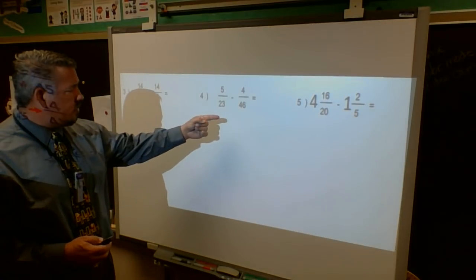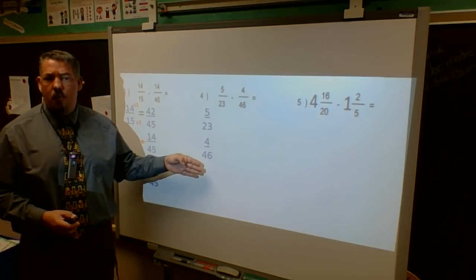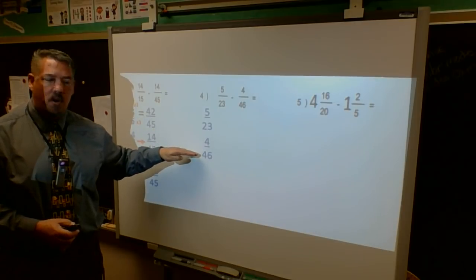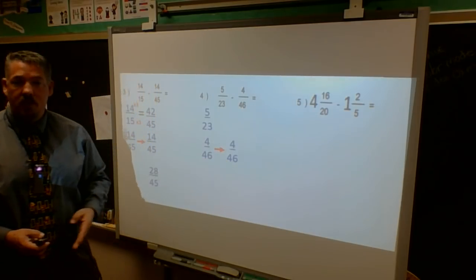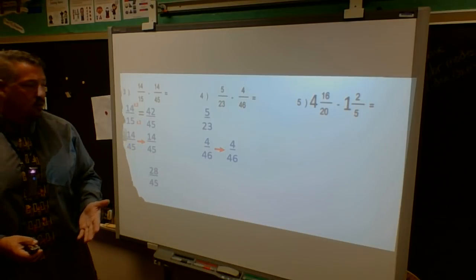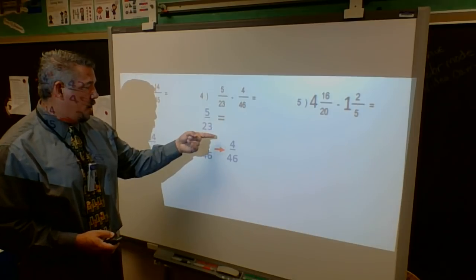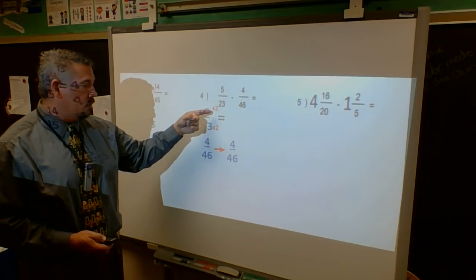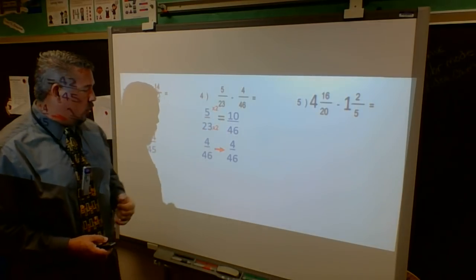Well, when I have these, I have 2/46 and 5/23, still not a common denominator. All right, so does my smallest one go into my largest one evenly? Yeah, it does. So I'm going to keep this one, and that 46 is going to be my common denominator. So what do I do to 23 to get 46? I multiply it by 2. And if I multiply it by 2, then I have to multiply the top by 2. That gives me 5 times 2, which is 10. So now I have 10 over 46.